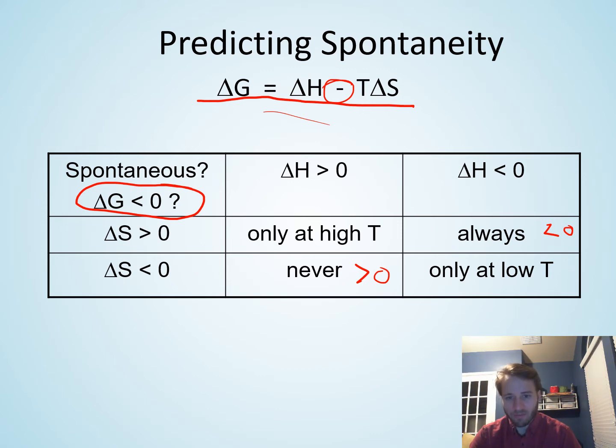Then we have the other two cases. If delta H is less than zero and delta S is less than zero, then delta G is less than zero only at low temperatures, meaning the reaction is only spontaneous at low temperatures. While delta S being greater than zero and delta H being greater than zero means this reaction is only spontaneous at high temperatures.